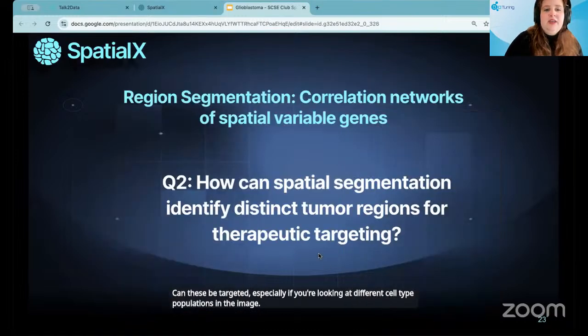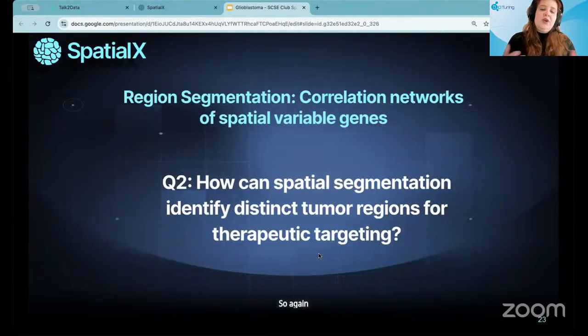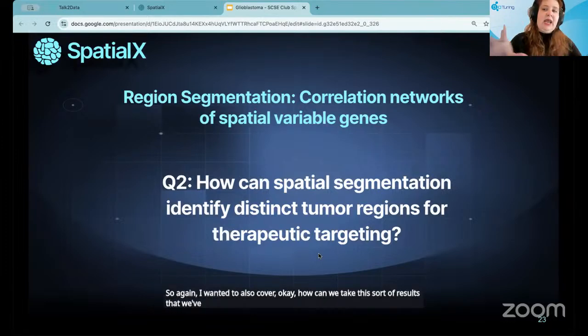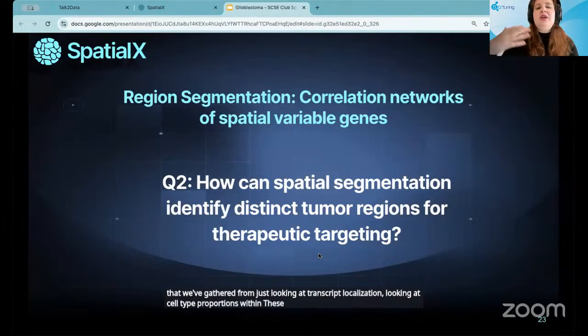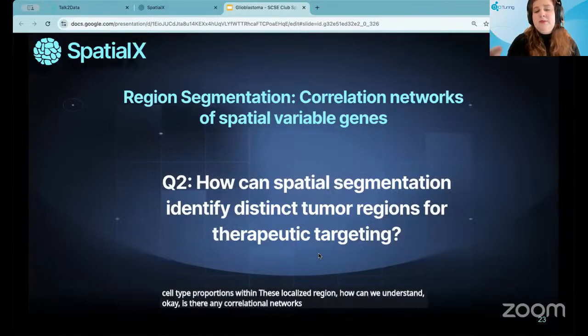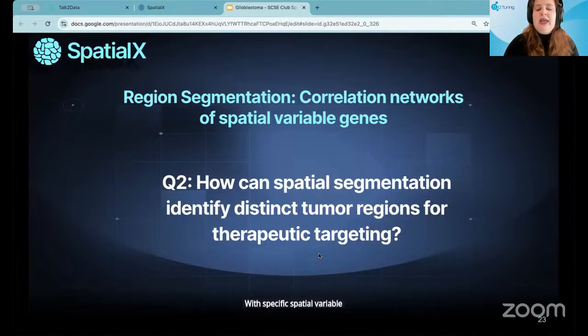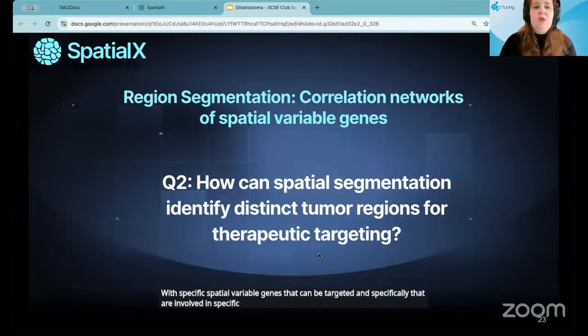Okay. So again, I wanted to also cover how we can take the results we've gathered from looking at transcript localization and cell type proportions within these localized regions, and understand whether there are any correlational networks with specific spatially variable genes that can be targeted, specifically ones involved in pathways that are enriched within the structure of the tumor core?